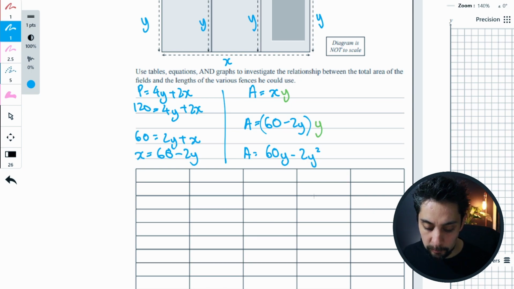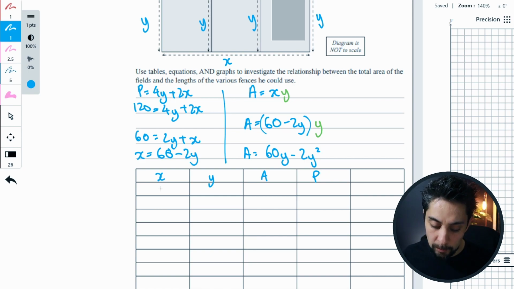So down here in the table, we're going to set up a list of x values and y values with perimeters and areas as well. So we have x and y. We can also do the area, which is this equation here, and the perimeter. Do we need the perimeter? Not really sure, but we'll give it a shot.